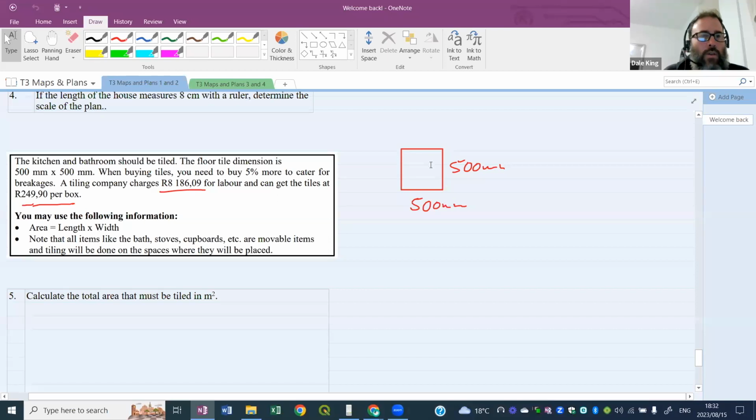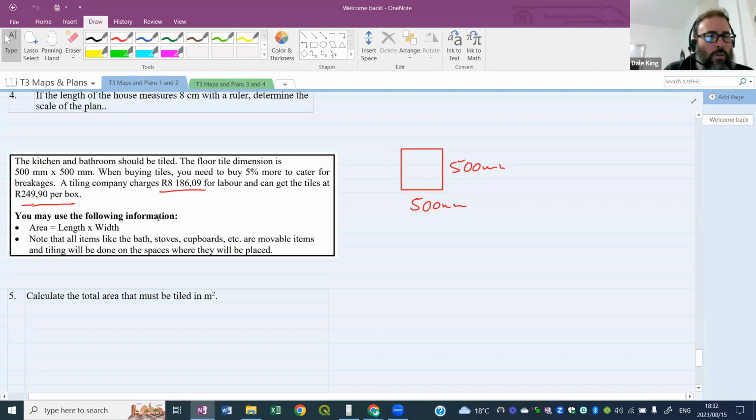I drew a little diagram on the right. When buying tiles, you must buy 5% more to cater for breakages. We all know that. A tiling company charges 8,186.09 cents for labor. That's just labor. And you can get the tiles at 240.90 per box. So there's labor and tiles that go into this job.